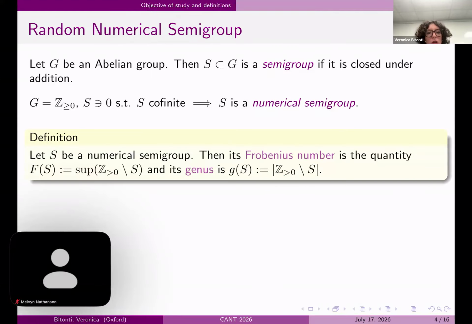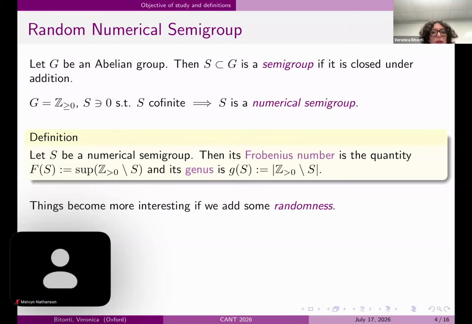And two main notions about the gap set of a numerical semigroup are the Frobenius number and the genus. What these two quantities represent is that the Frobenius number is the biggest value of a gap, and the genus is instead telling us the size of the gap set. And I guess this depends who you're asking, but if you ask me, I would say that things in combinatorics start to be even more interesting when we add some randomness into our picture.